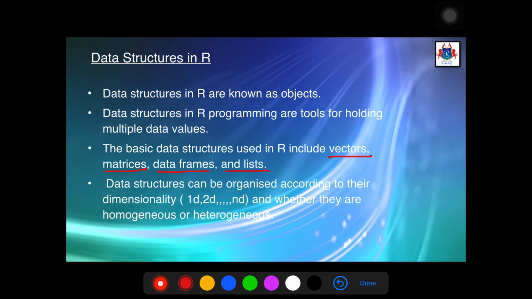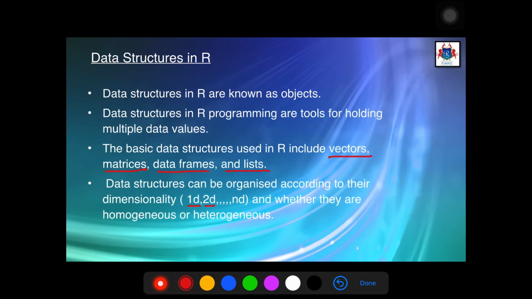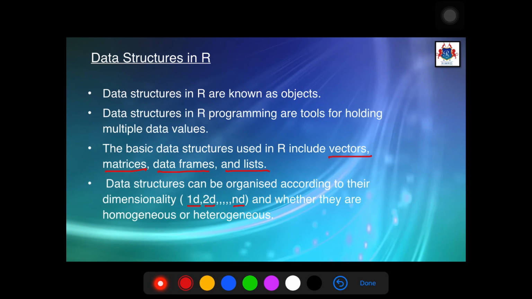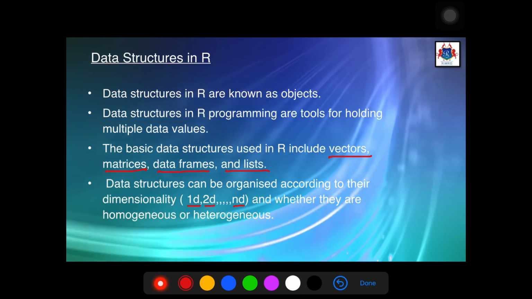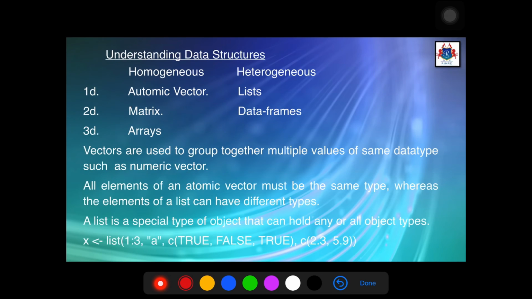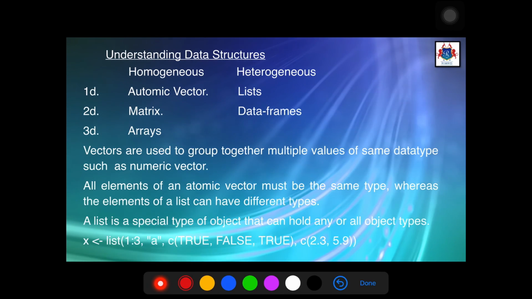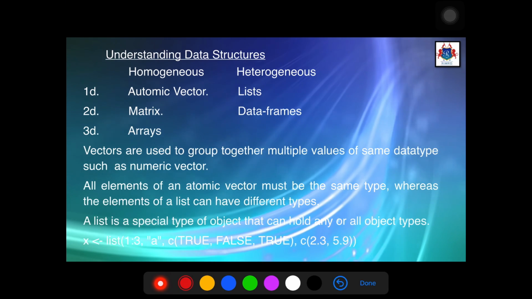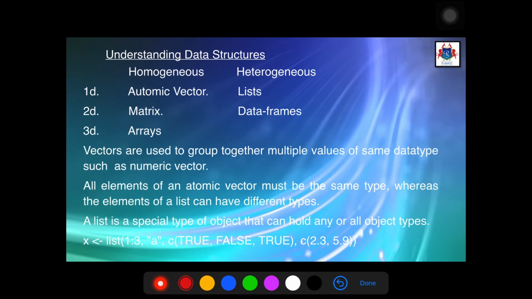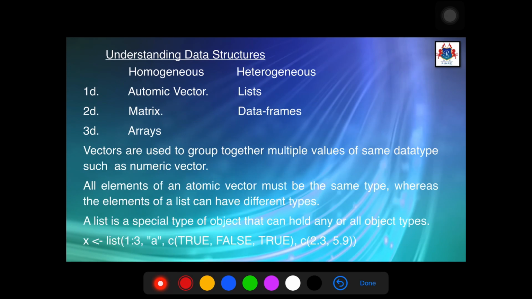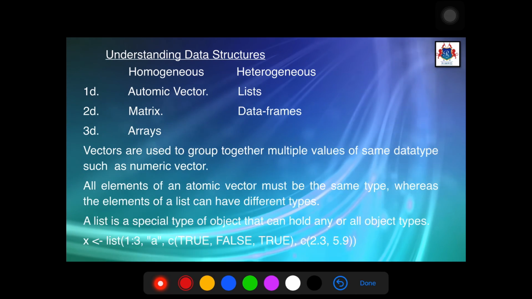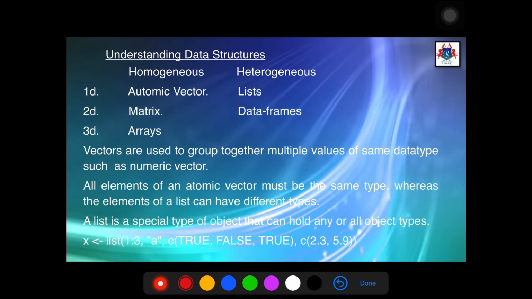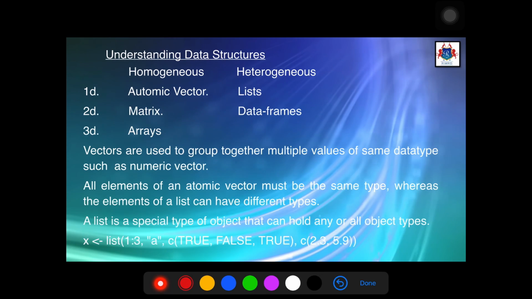Say for example, one-dimensional, two-dimensional, three-dimensional or multi-dimensional, and whether they are homogeneous or heterogeneous. Now let us study in detail what we mean by homogeneous and heterogeneous data structures. A homogeneous data structure holds values of the same data type, like all values can be either numeric or character or logical.